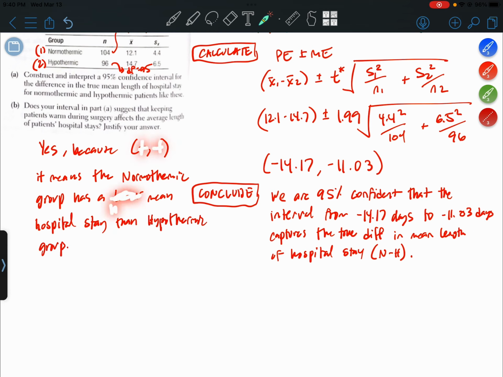Okay, now, bear with me, if the interval had been all positive numbers, that would mean that the normothermic group had a higher mean hospital stay than the hypothermic group. If the interval had been both negative and positive values, then 0 would be in the interval, and that would mean that there really isn't any evidence of a difference. It's possible that there's no difference between the groups.